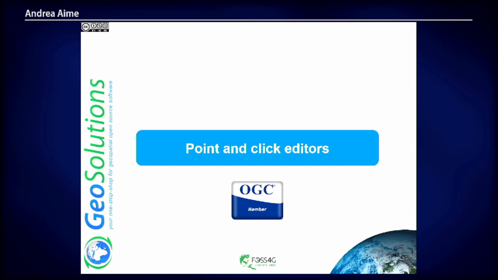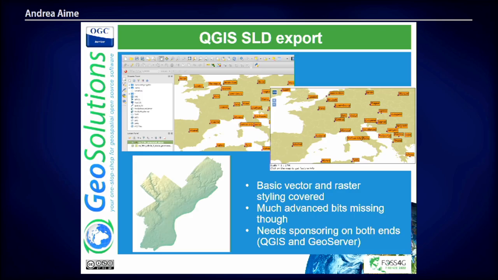I've shown you so far only text, so the idea is that you are going to type your language. I do it when I do it in CSS. I'm not very happy if I have to do it in SLD, but I do it anyways. There are also point-and-click editors. For example, you can start with QGIS and then do a save as SLD and import the result in GeoServer. Don't expect true fidelity.